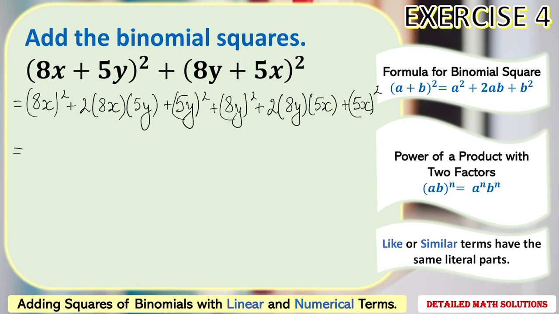As a next step, I need to apply the rule of exponents for power of a product with two factors. A multiplied by b in parentheses to the power of n equals a to the power of n multiplied by b to the power of n. And then I need to simplify further.